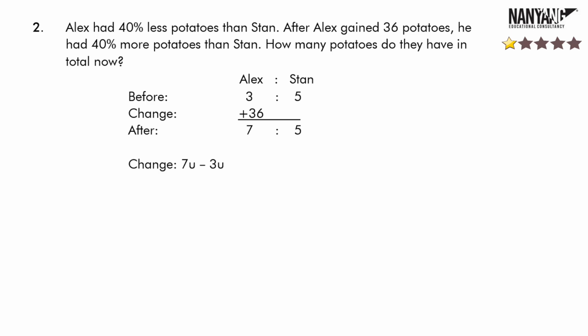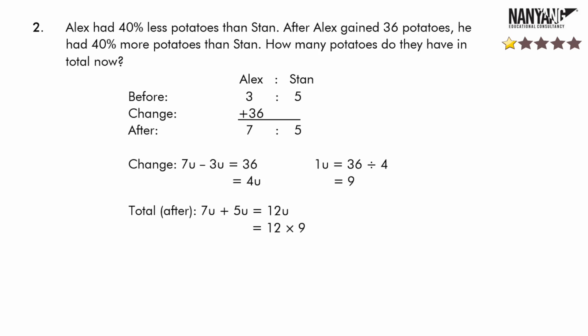So now we can look at the change for Alex. We take 7 units minus 3 units, that's after minus before, and we get our change of 36 potatoes. This will also be 4 units. With that, we can find out that 1 unit is equals to 36 divided by 4, 9. Now how many potatoes do they have in total now? We should take 7 units plus 5 units equals 12 units. That way, we get 12 times 9 equals to 108. So that's our answer. They had a total of 108 potatoes.